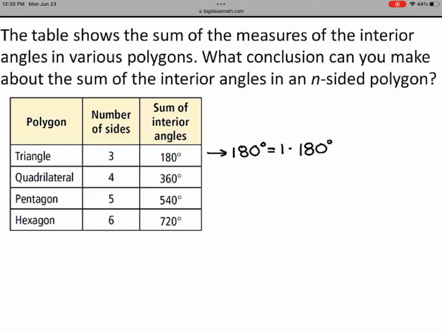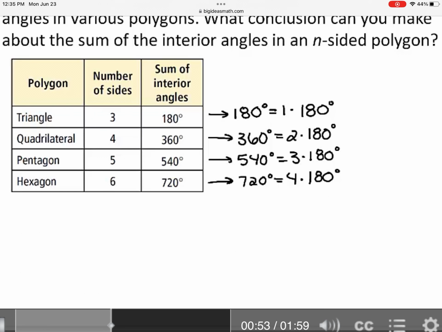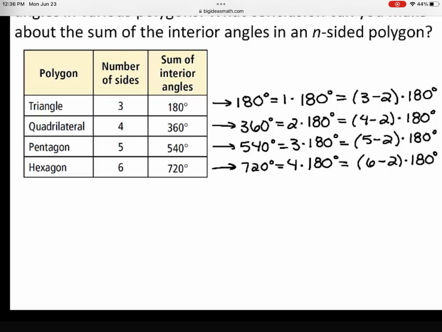180 degrees is equal to 1 times 180 degrees. 360 degrees is equal to 2 times 180 degrees. 540 degrees is equal to 3 times 180 degrees, and 720 degrees is equal to 4 times 180 degrees. Furthermore, notice that the number that 180 degrees is multiplied by in each case is 2 less than the number of sides of the polygon.